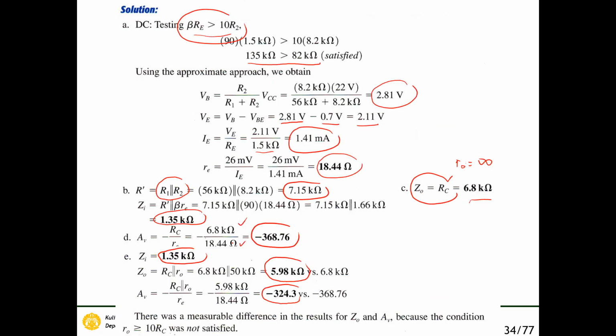Okay, so we notice that if the output resistance is unlimited, the Av voltage gain becomes larger, and if the ro is not unlimited, like 50 kilo ohm, the Av becomes lower than if the ro is unlimited. So the ideal BJT has ro unlimited, so the Av is very large.